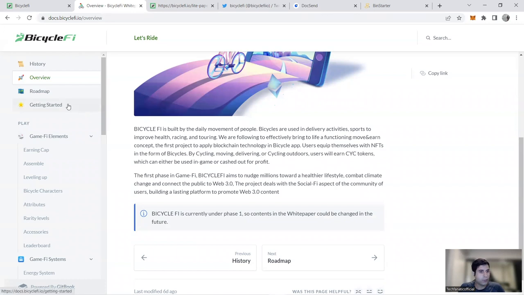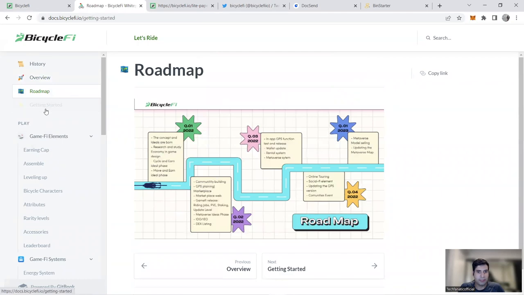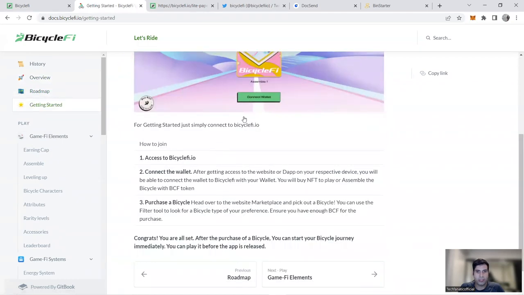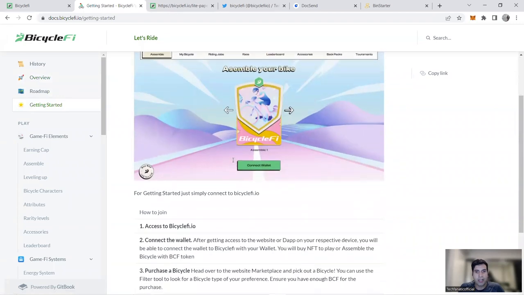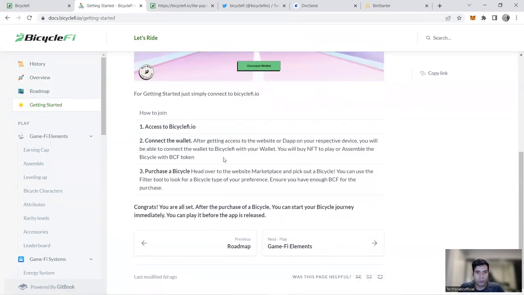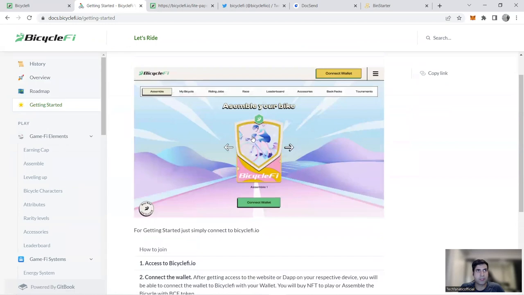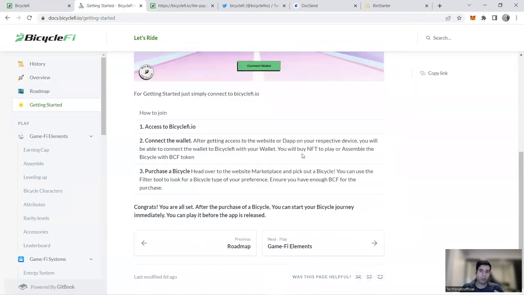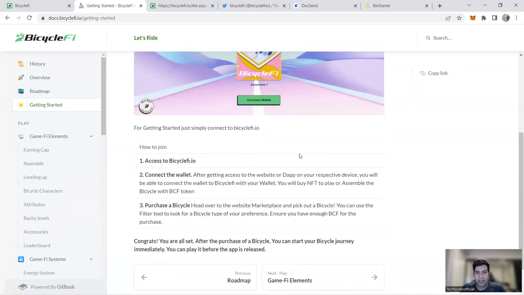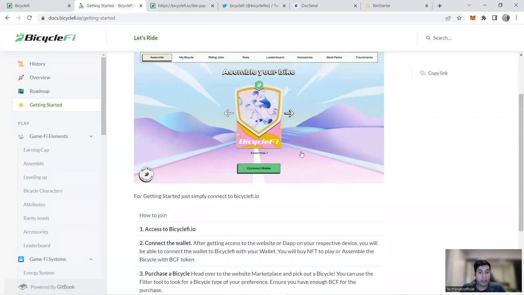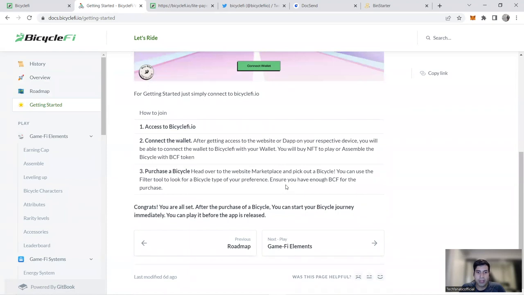Now, in terms of how the project works, basically to get started, you can join the website and assemble your bicycle, and you will be able to buy the NFTs. Once you buy the NFTs containing these BicycleFi NFT items, you can assemble your own NFT bicycle. This depends on the type of bicycle you want, because they have different filters. Like, you want a BMX one or a touring one. Based on that, you can organize and arrange the type of bicycle that you have. And obviously you have to have enough BCF token to make this purchase.